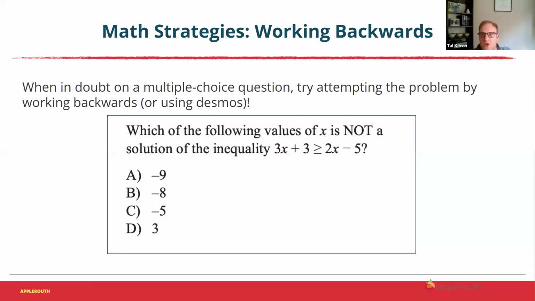All that being said, I think this question is one that most people would just treat like a regular equation. Subtract 2x from both sides, subtract 3, and you get x is greater than or equal to -8, which is true for all answers except for A. -9 is not greater than or equal to -8.